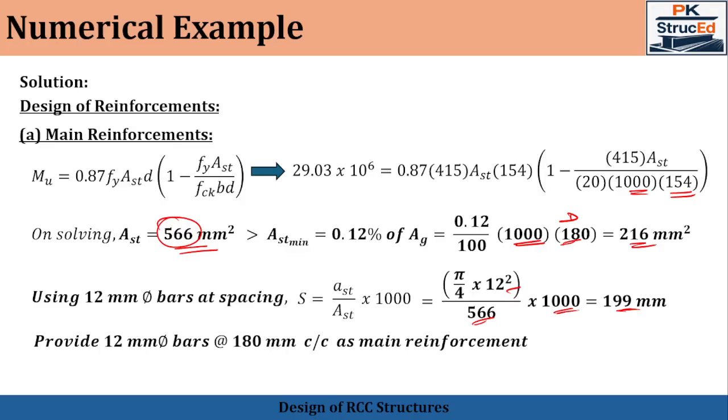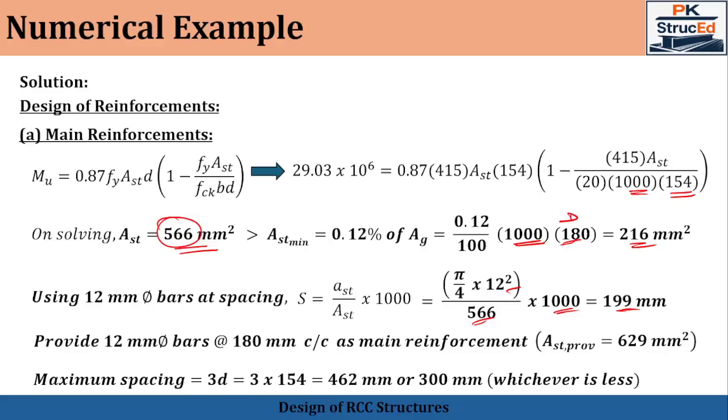And don't forget, this spacing has to be checked for the maximum spacing condition of 3 times the effective depth, and in no case should the spacing exceed 300 mm. So here 3 times the effective depth comes as 462 mm and the maximum condition is 300 mm, whereas what we provided is 180 mm. Therefore, the assumed spacing is satisfying the maximum condition. Therefore, the slab is safe against the cracking condition.